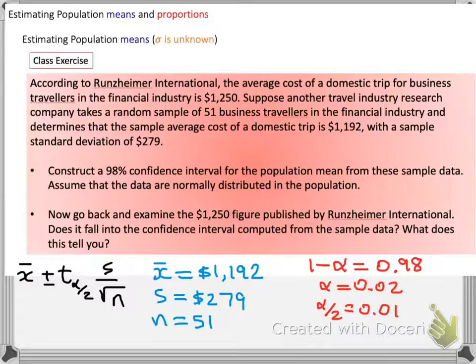The confidence level for the interval we're trying to create is 98%, so 1 minus alpha is 0.98. Alpha is 0.02, that's 2%, and half of that is 0.01, which is 1%. With a degree of freedom of 50. Remember that degree of freedom is n minus 1, which is 51 minus 1. That's 50 in this case.